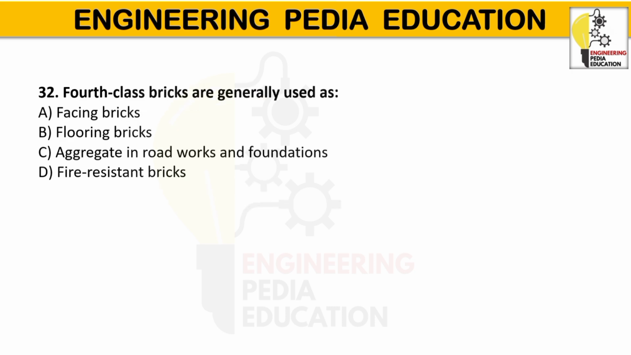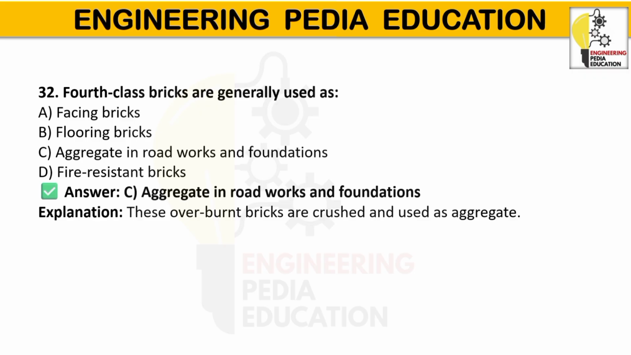Fourth class bricks are generally used as facing brick, flooring brick, aggregate in road work and foundation, fire resistant brick. As we have discussed earlier, fourth class bricks are of comparatively low strength and low quality, that is strength below 3.5 MPa. So they are used as aggregate in road work and foundation. These overburnt bricks are crushed and used as aggregate. This classification is done on the basis of IS 1077.